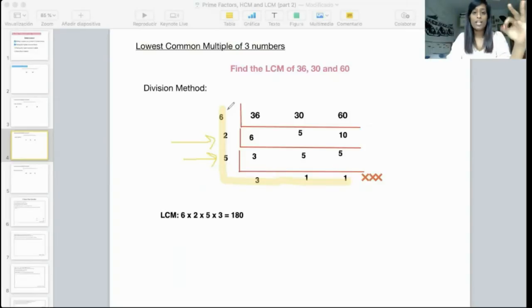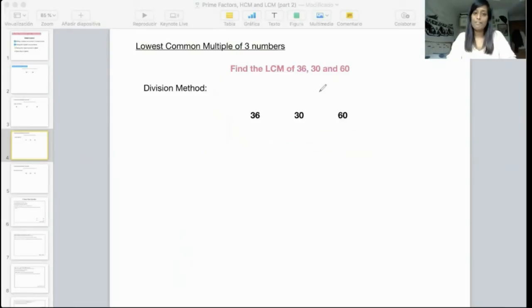If you're looking for the highest common factor, it's still the number 6 because it's the only number that can divide into all three. So don't get confused and multiply all these three together to get the highest common factor. The highest common factor is just that number 6. Okay? Right.